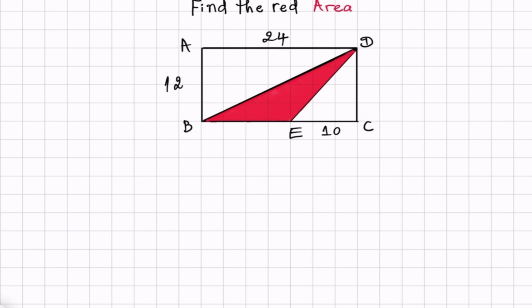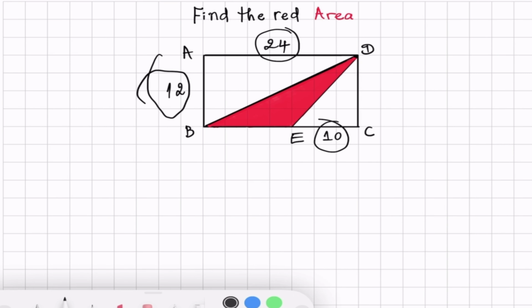Hi everyone. In this video tutorial we have a question where we need to find the red area of the triangle BDE. So we have the length of AB which is equal to 12, the length of AD which is equal to 24, and the length of CE which is equal to 10.